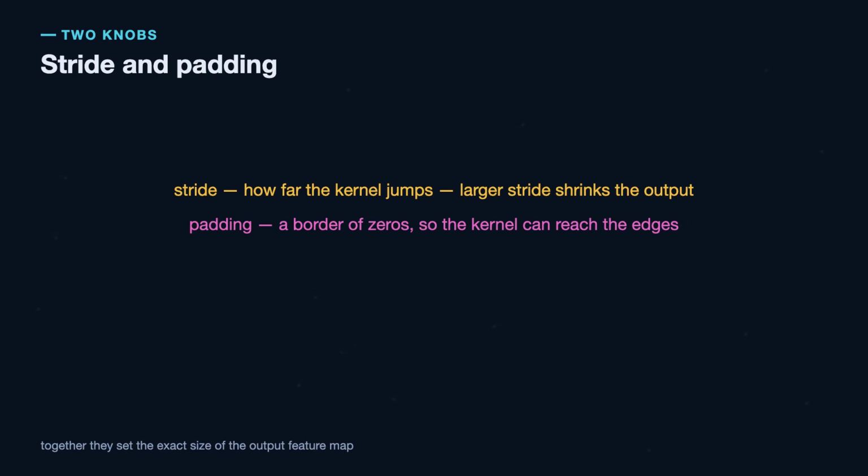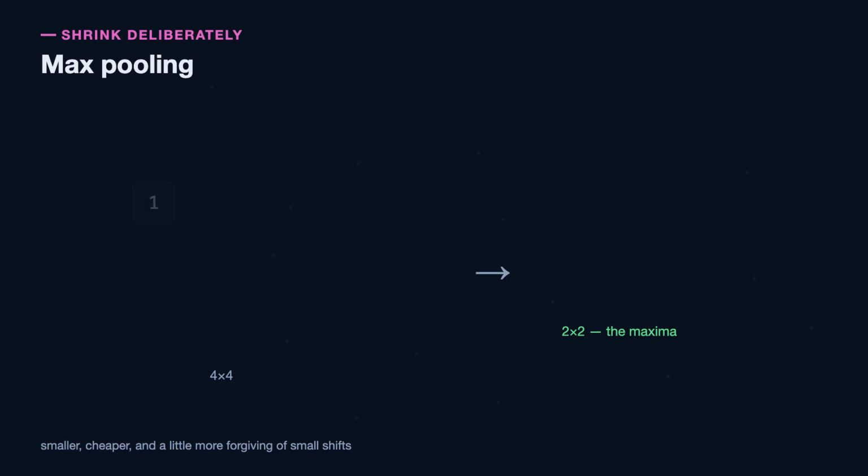2 knobs control the sweep. The stride, how far the kernel jumps at each step. A larger stride skips positions and shrinks the output. And the padding, a border of zeros added around the image so the kernel can reach the very edges. Together, by a simple formula, they set the exact size of the output feature map.